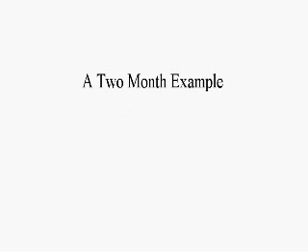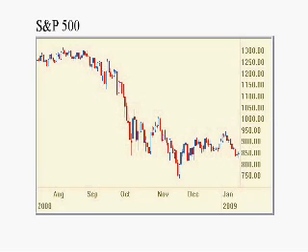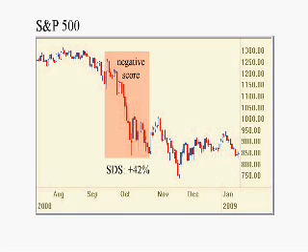Now let's look at a 2-month example of using this system. Here's the S&P 500 for the last 6 months. I took a 2-month period of time. Right there, that band, the scores were almost all negative. During that time, SDS, which is what you would have bought, gained 42%.